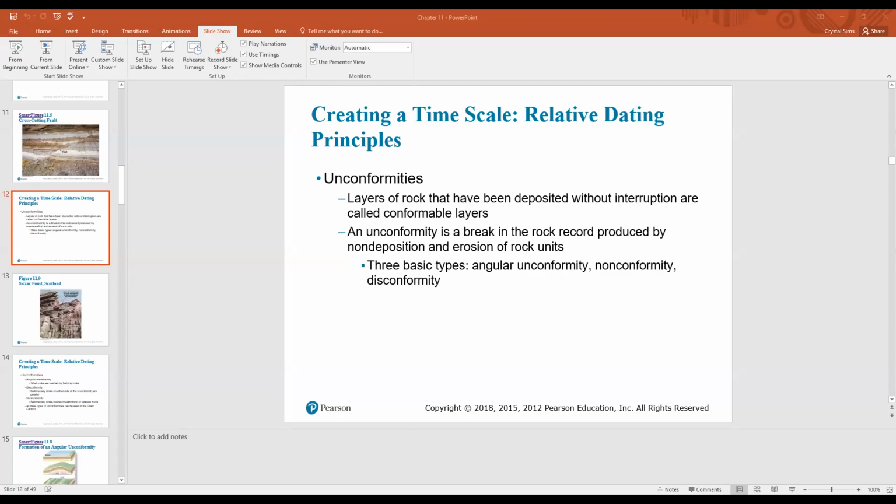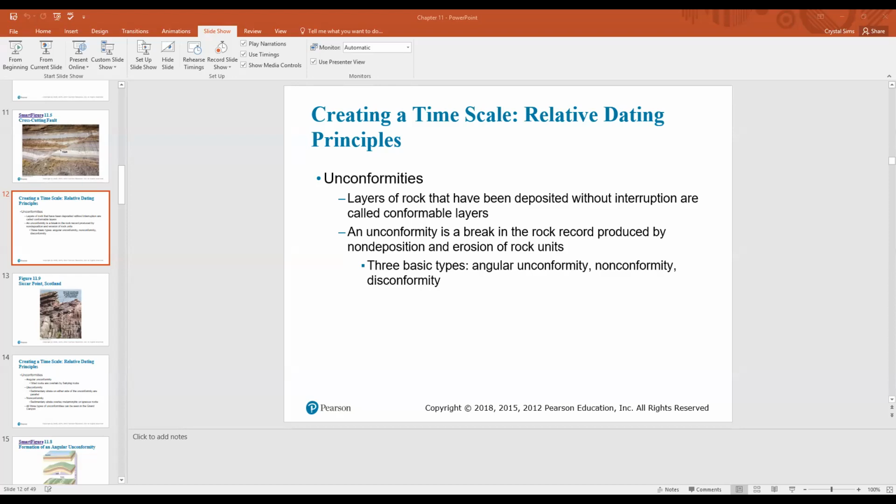Hi, this is Callan Bentley. Welcome back for another Smart Figure. After watching this video, you should be able to describe the kinds of unconformities, all three of them. You should be able to describe how each of them forms, and you should be able to recognize them when you see them. So let's begin at Sicker Point on the coast of Scotland.